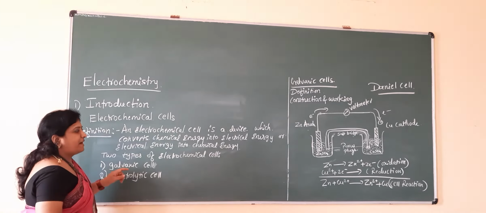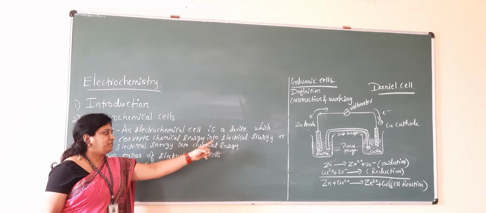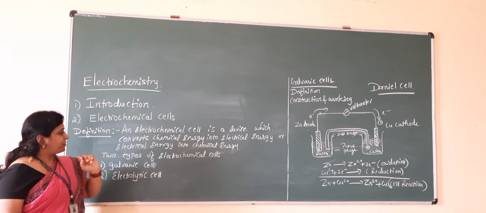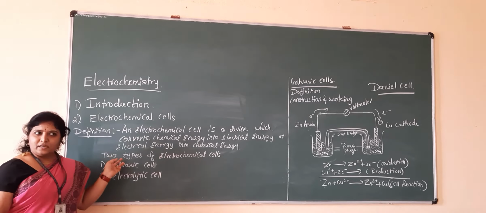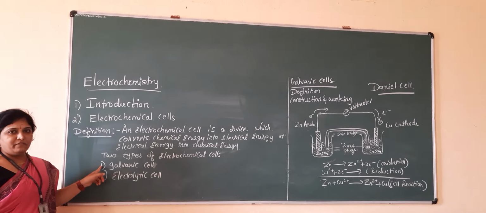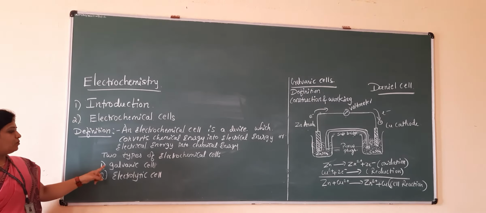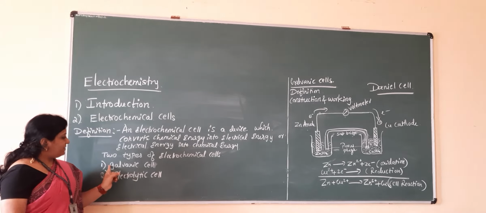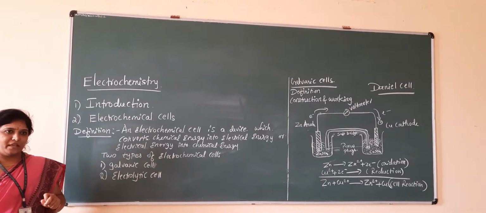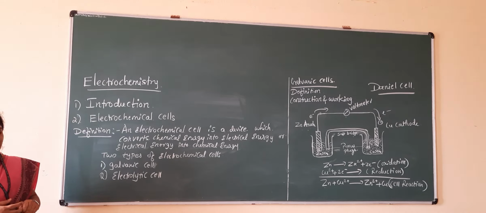An electrochemical cell is a device which converts chemical energy into electrical energy or electrical energy into chemical energy. Now based on this, there are two types of electrochemical cells. First one, galvanic cell, and second one, electrolytic cell. Now what is this galvanic cell? A galvanic cell is a cell which converts chemical energy into electrical energy. Examples are the voltaic cell or the Daniell cell.